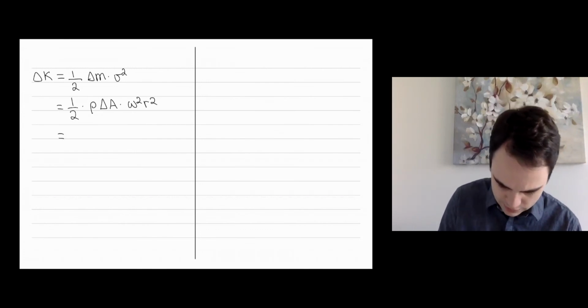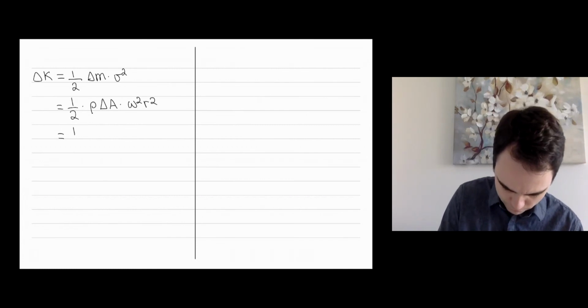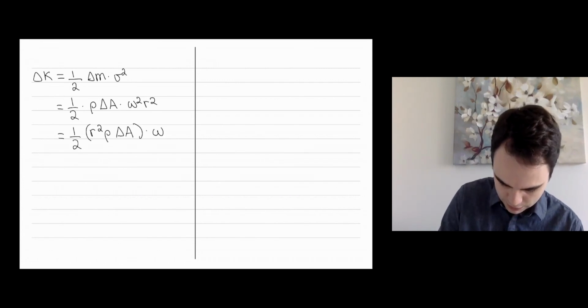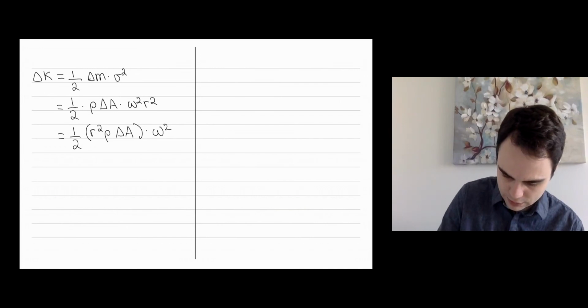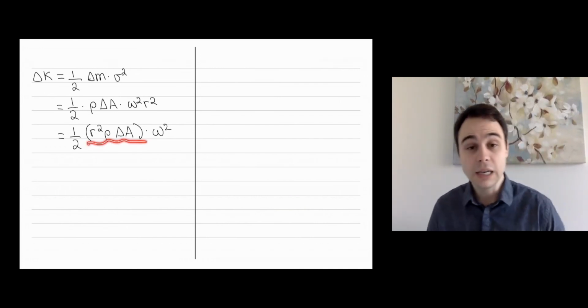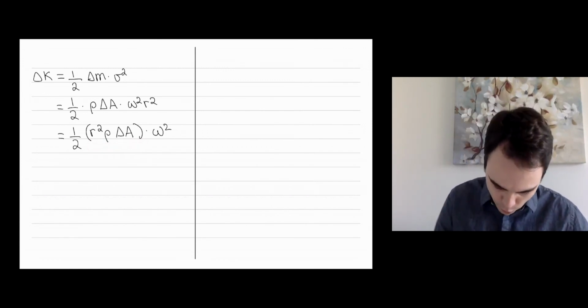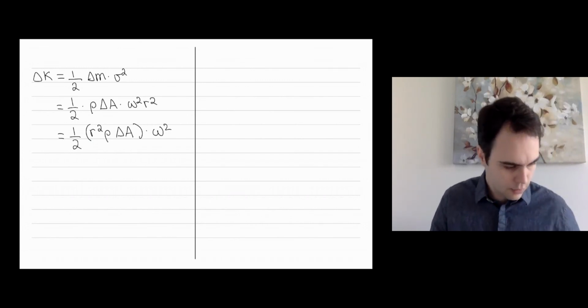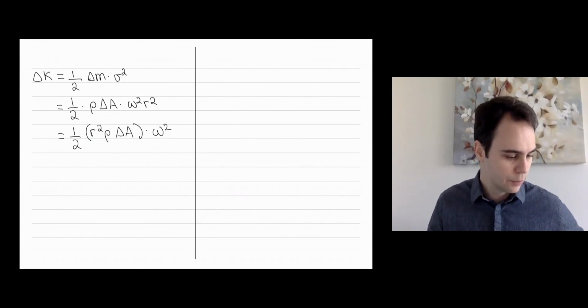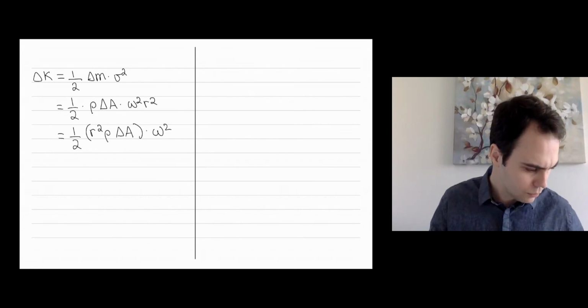Let me just rewrite this. That's a half of r squared rho delta a times omega squared. This number here is the moment of inertia of this little piece of the object. The moment of inertia of the whole object is given by an integral.